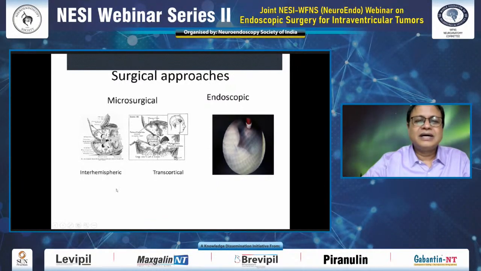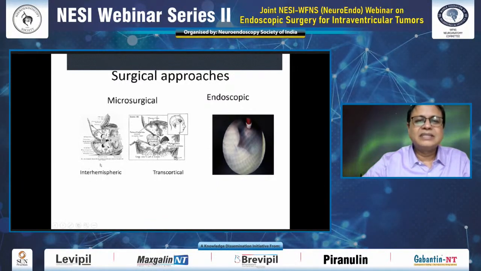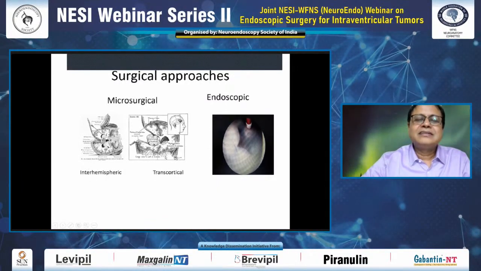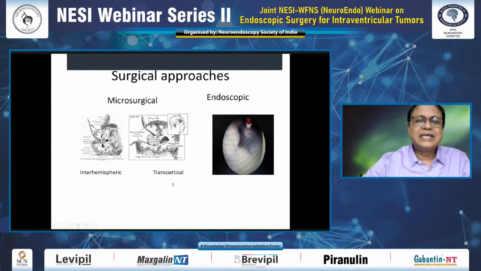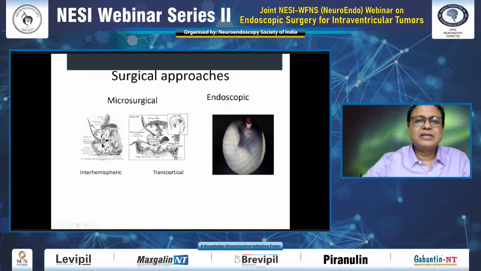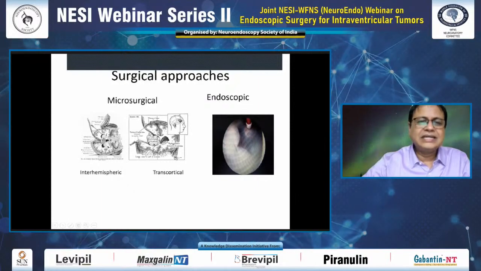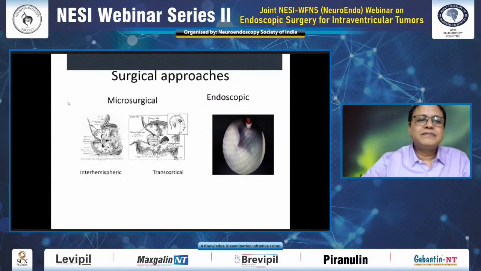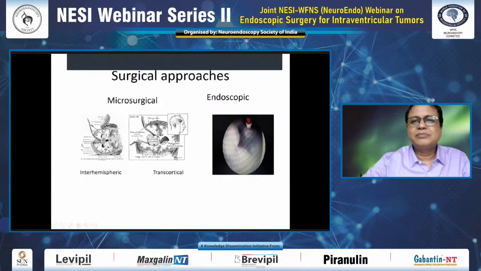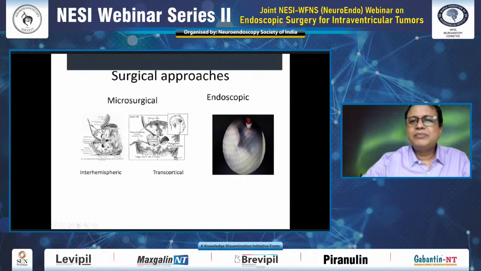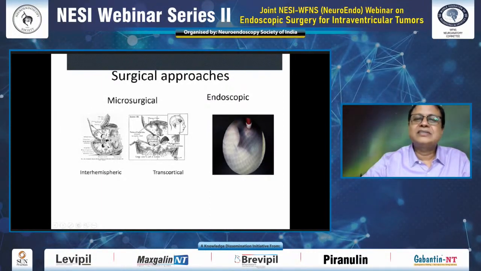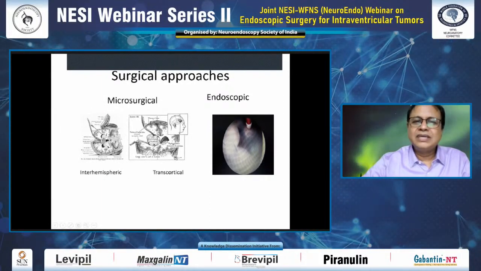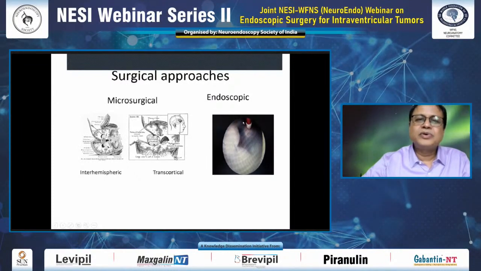And as Professor Ashish Pathak and Professor Hemant Bharati were also pointing out, the incidence of seizures was higher in transcortical approaches. That is what we were taught, and that is what was in the literature at that time. People preferred the interhemispheric or transcallosal approach. But now people prefer endoscopy, which is again transcortical.